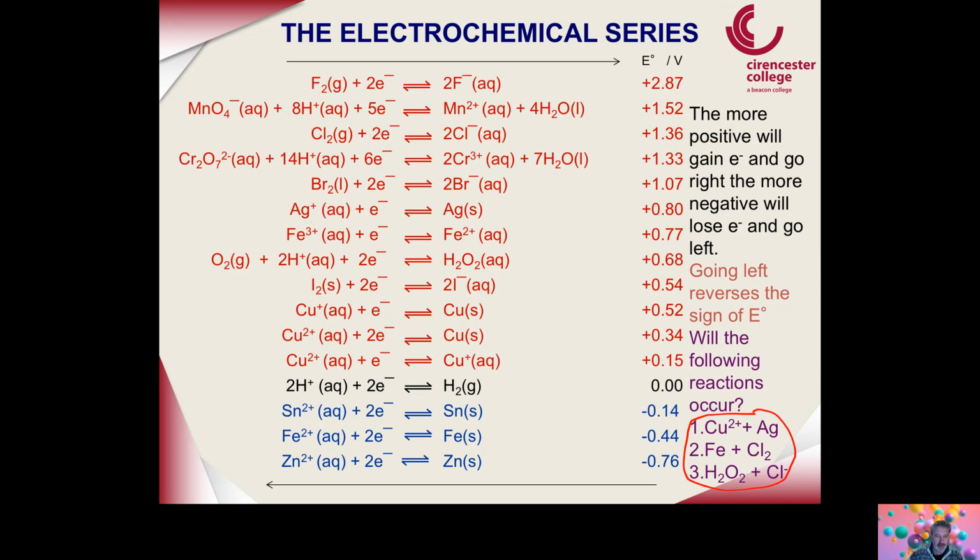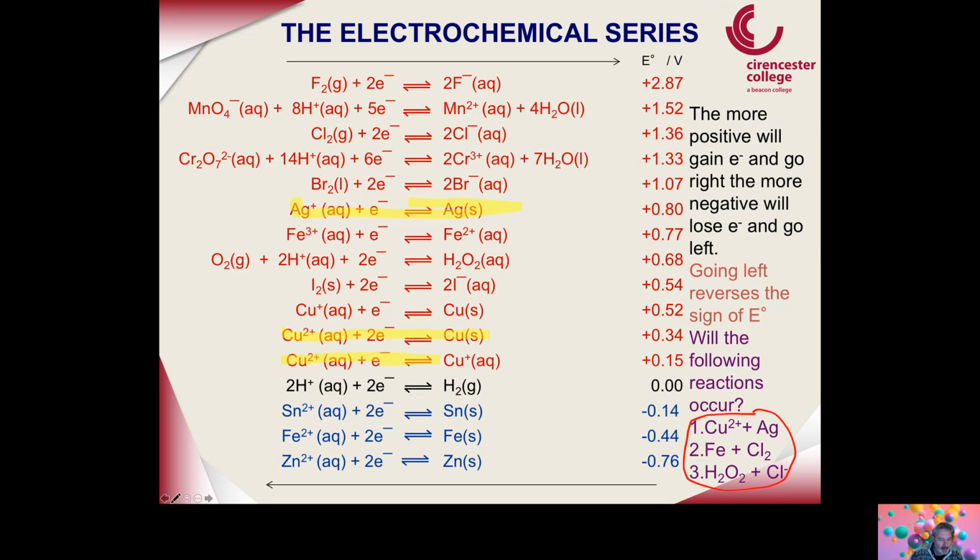Okay, so let's go through those really quickly. So copper 2 plus plus silver. The copper 2 plus is here, so it's this one here, and it's plus 0.34. And the silver one is up here, Ag plus plus e minus becomes Ag solid at the top there. So let's highlight that there, so that's on there. And it is also this one. No, it's not, it's this one here.